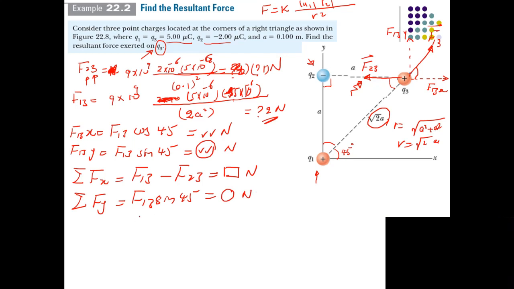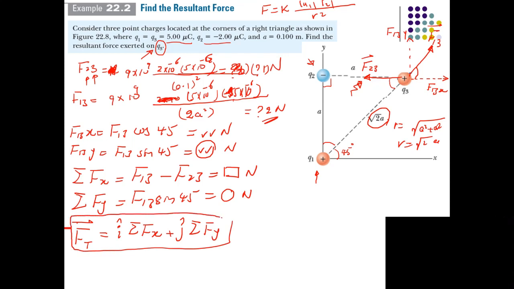So the rest is, we could write the total force, F total, that affects Q3, in unit vector notation, equal to i multiplied by the sum of Fx plus j multiplied by the sum of Fy. So this is done, but you could do one step further from here. You could actually find the magnitude of F total. See, you notice now, it looks like we are doing something in Physics 1, right?